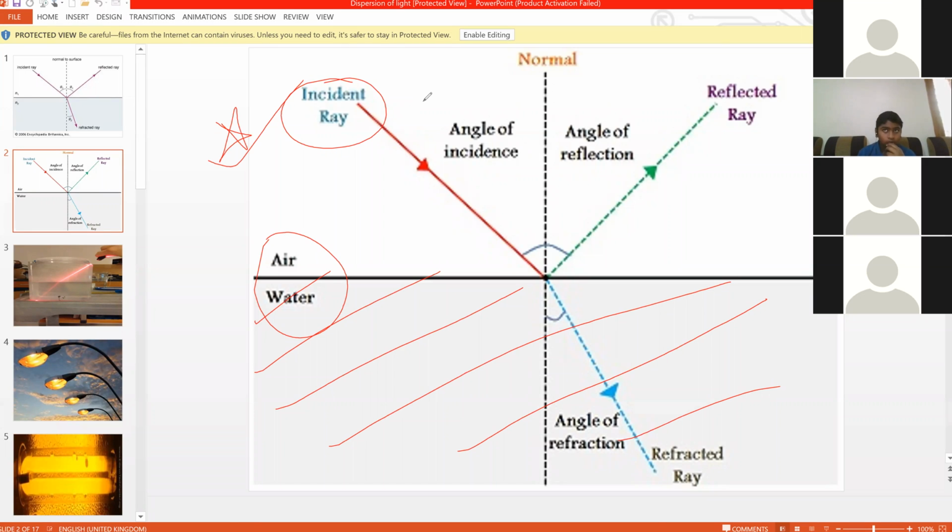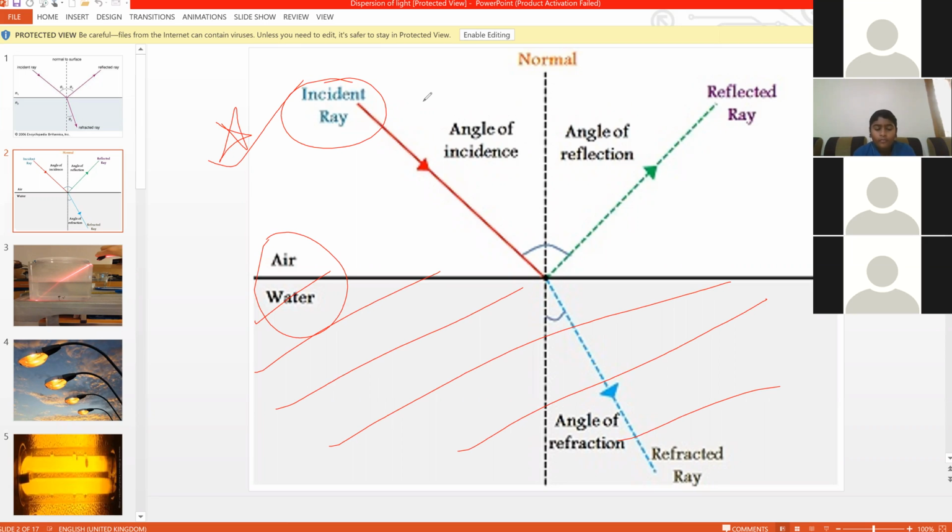So during this refraction, we have understood what is meant by refraction. One more property, one more fact that you have to understand during refraction is that because of this refraction, light gets split into different colors also. During refraction, light gets split into different colors.